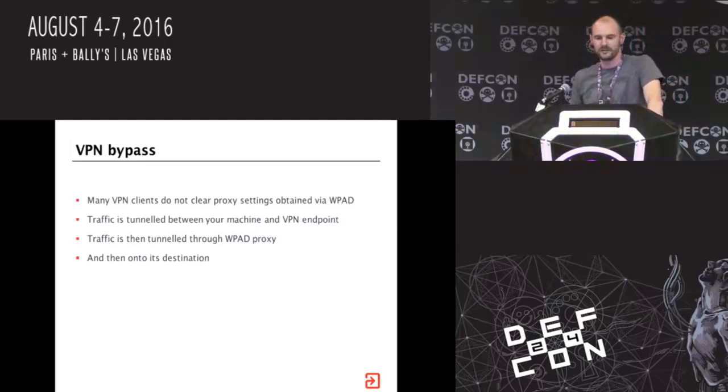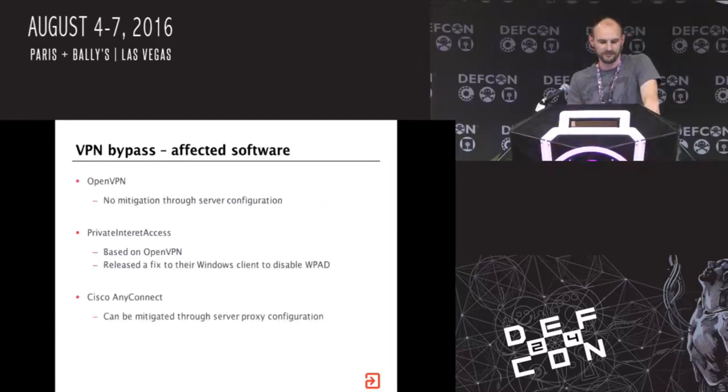The traffic's tunneled all the way from the VPN endpoint through our proxy on the internet before it hits the intended destination. So the affected software on this, OpenVPN, is affected. They are working on a fix, but to this point, it has not been released. So there's no way of mitigating this through an OpenVPN server configuration.